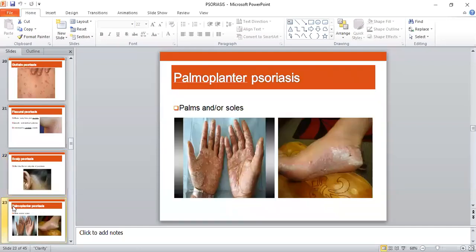And this is palmoplantar psoriasis, which can present only in the palms and the soles. You can see this scaly, hyperpigmented skin. If you see these hands, the differential diagnosis would be contact dermatitis or occupational dermatitis because it involves the hands. But it has silvery scales with erythema, and the same is on the foot. It may present only in the palms, or in the plantar surface of the feet, or both can be there.